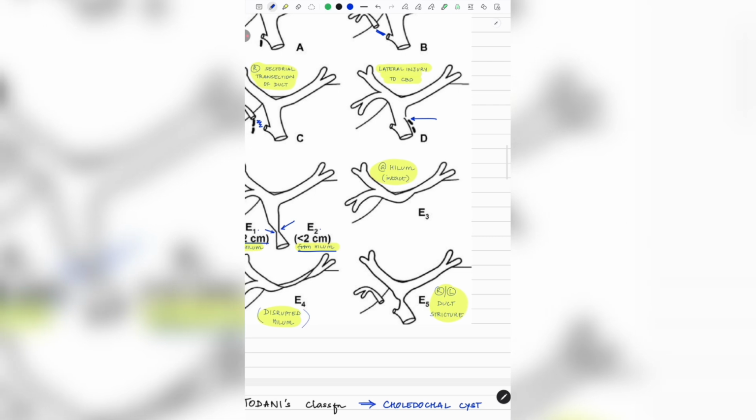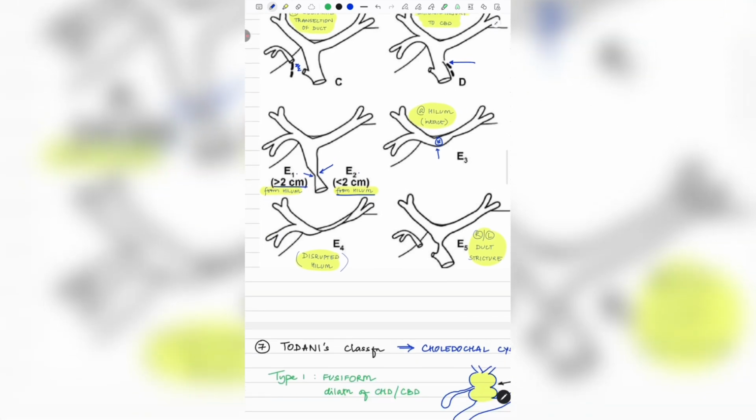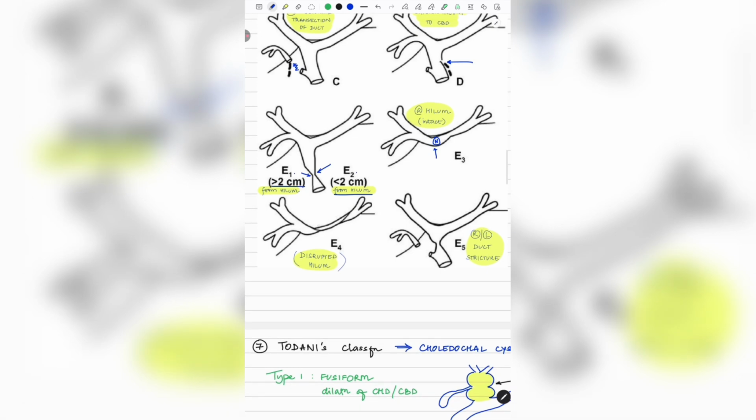Next is at the hilum itself. See, this is the hilum. At the hilum itself it is done, but the hilum is intact. See, it is normal, right? It is completely looking normal, so it is E3. If the hilum is distorted, see the distorted hilum here, right? The hilum is distorted, that is E4.